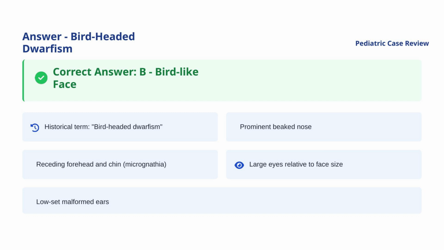Seckel syndrome is historically called bird-headed dwarfism due to the distinctive facial appearance. Patients have a prominent beaked nose, receding forehead, and micrognathia creating a bird-like profile. The eyes appear large relative to the small face. Ears are typically low-set and malformed. This unique combination makes the diagnosis clinically recognizable.